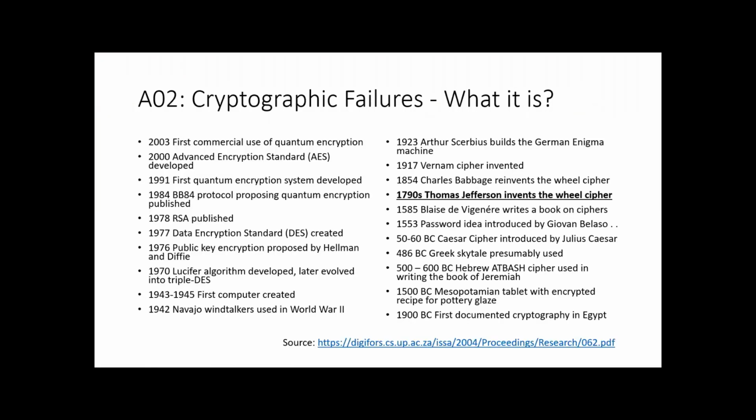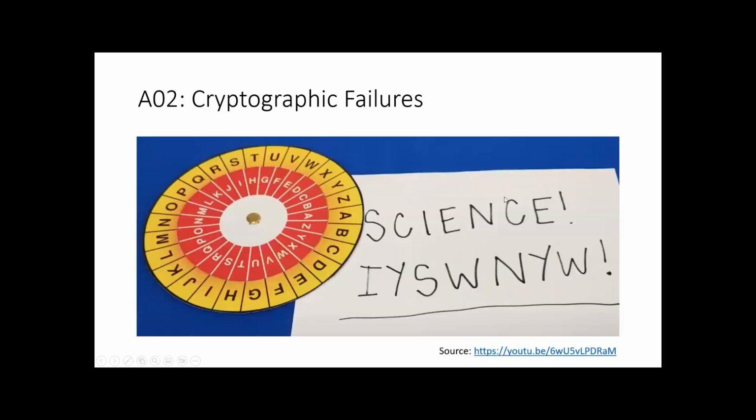Number two vulnerability is cryptographic failures. Cryptography has been in the world since 1900 BC, and there are different cryptographic algorithms in use, and hackers basically exploit these for their own purposes. One of the models introduced in 1790 is called the wheel cipher. Wheel ciphers look something like this.